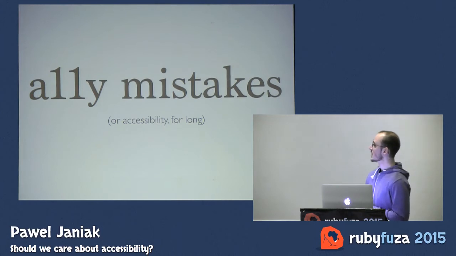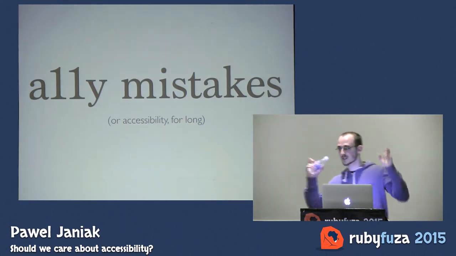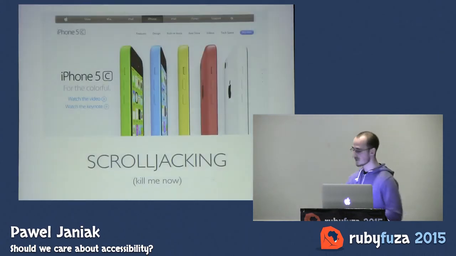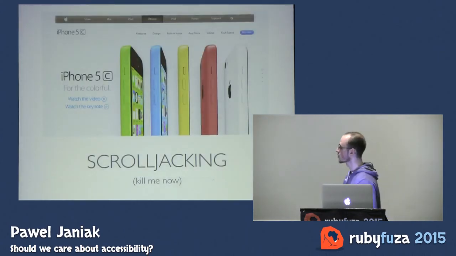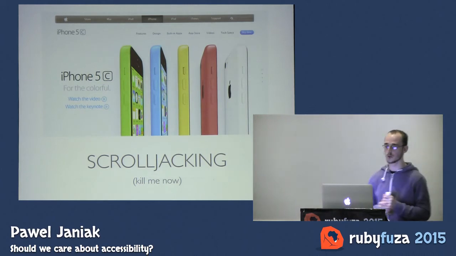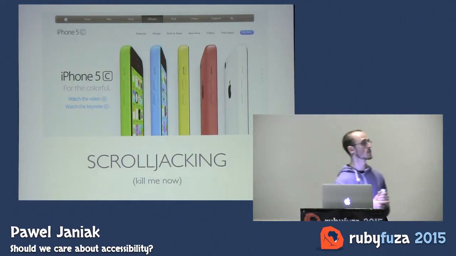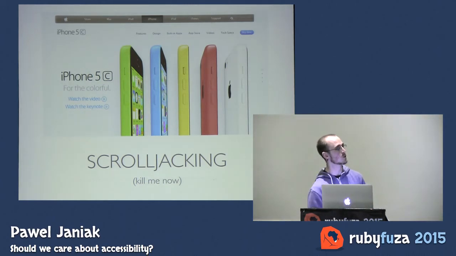So two small mistakes and best practices I want to go through. First one is this abomination called scrolljacking. For those of you who don't know, it's when a website thinks it's smarter than you and will tell you how fast you're allowed to scroll by intercepting your scroll speed.